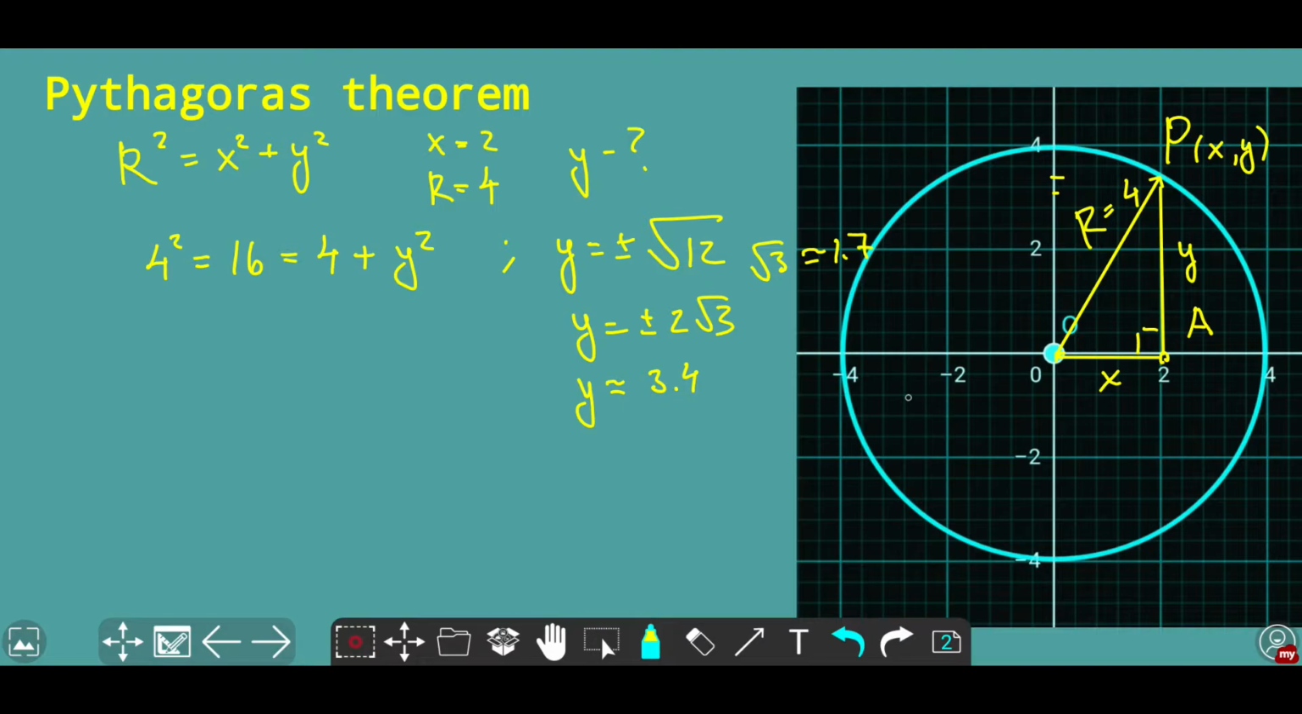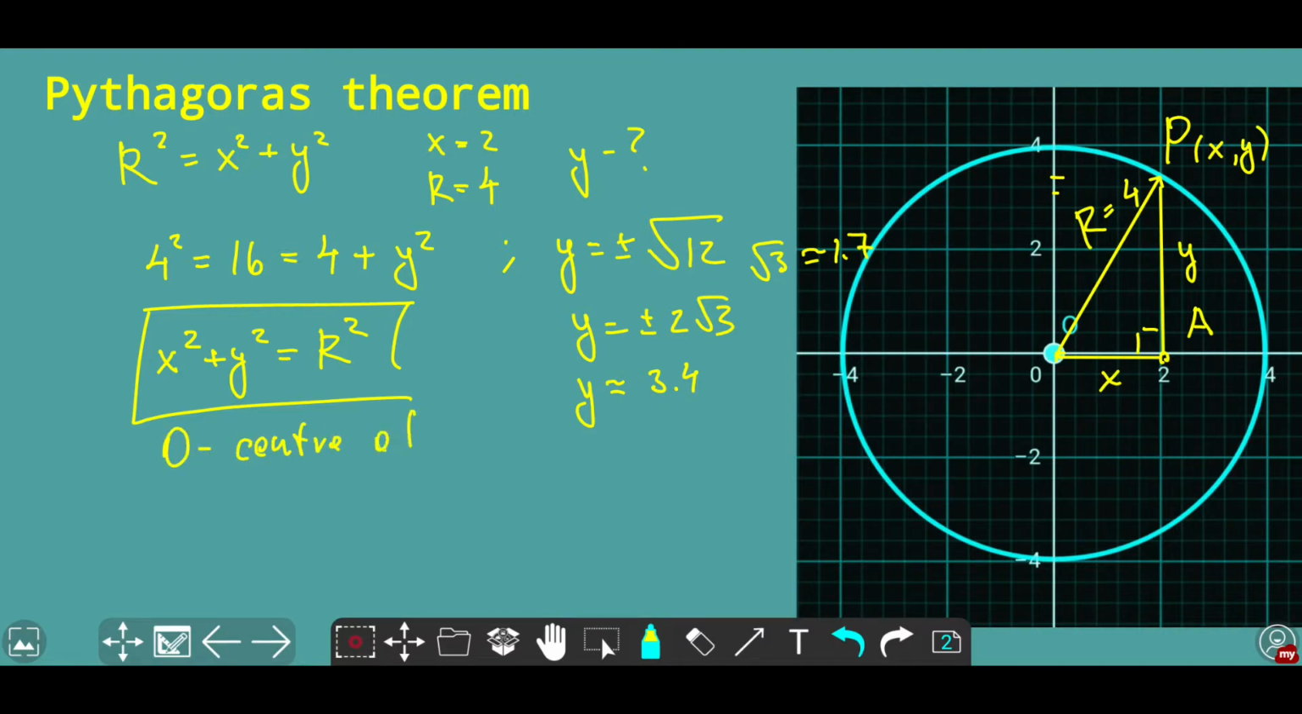As you understand, the general equation for any point, no matter where we take it, is going to be x squared plus y squared equals r squared, where r is the radius of the circle. This equation is valid for a circle which is centered at the origin. So O is going to be the center of the circle, and it should be at the origin. Okay, and we go next.